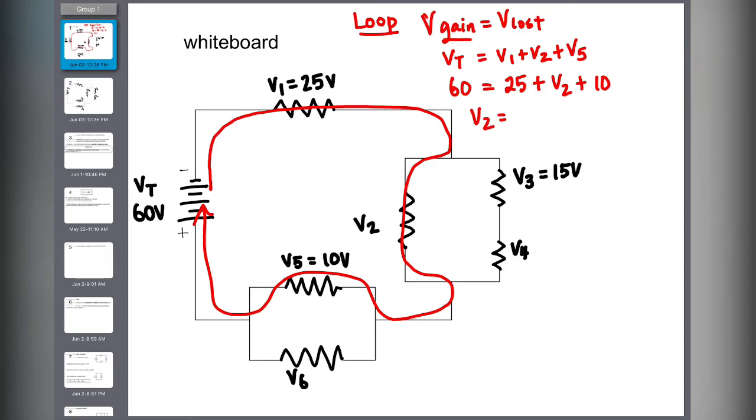So what you do is you rearrange the equation, right? You take your 60 minus your 25 minus your 10. So my V2 is also 25 volts. Okay, so that's the first thing you look for.